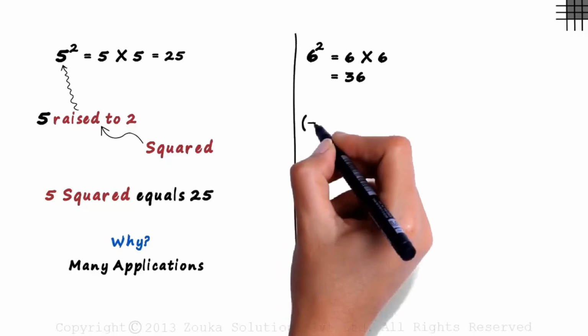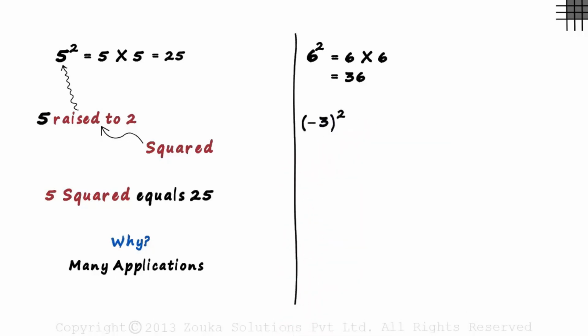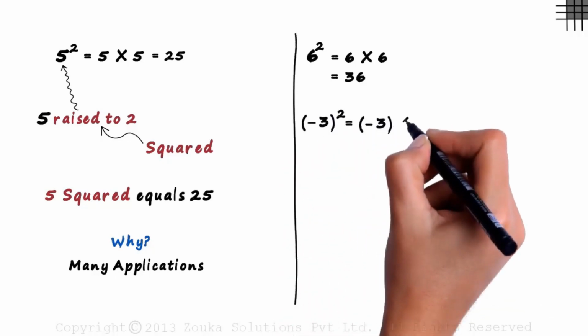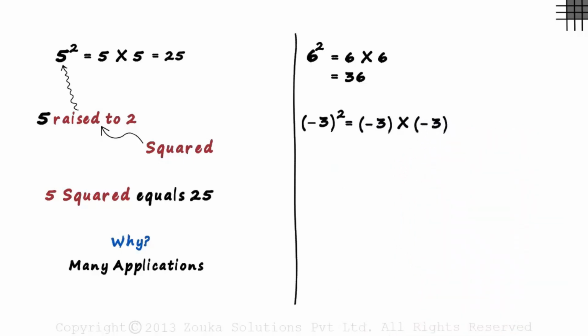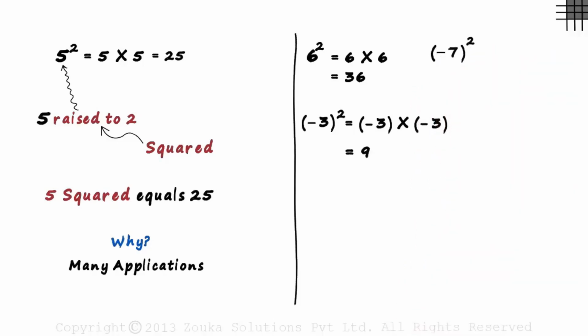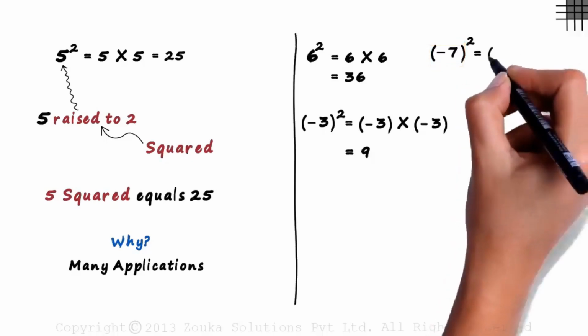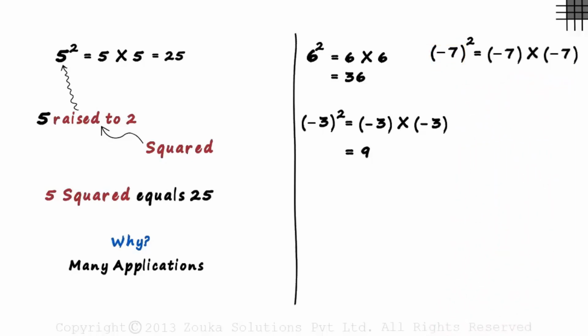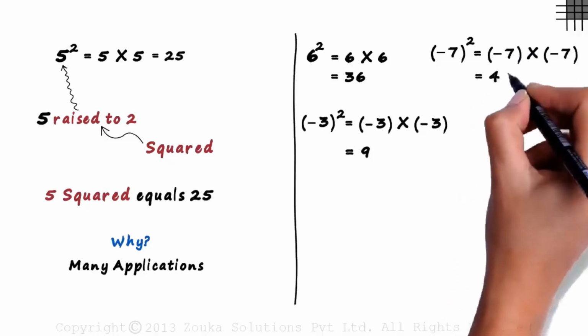Say minus 3 the whole squared. That will equal minus 3 multiplied by minus 3. That equals 9. What about minus 7 the whole squared? Remember, the whole thing is squared, not just 7. That will equal minus 7 multiplied by minus 7, which equals 49.